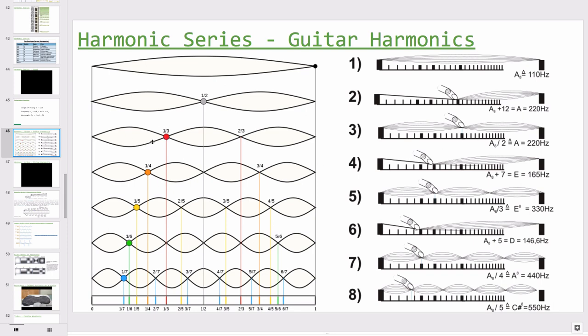And same with the third mode. If you touch one third along the way of the string, either here or here, you're going to hit a node. So you're not going to disturb the third mode at all. But you will disturb the second mode and the first mode, so you're not going to get any of those. And you will disturb the fourth mode and the fifth mode, but the sixth mode you don't disturb, right? So in fact, again, you get multiples of 3. So you're hearing the third mode right here, or 330, 3 times the fundamental, et cetera. And so you go on and on like that.